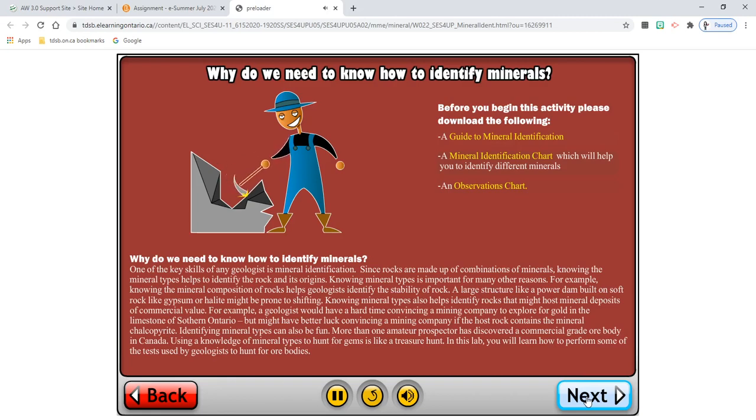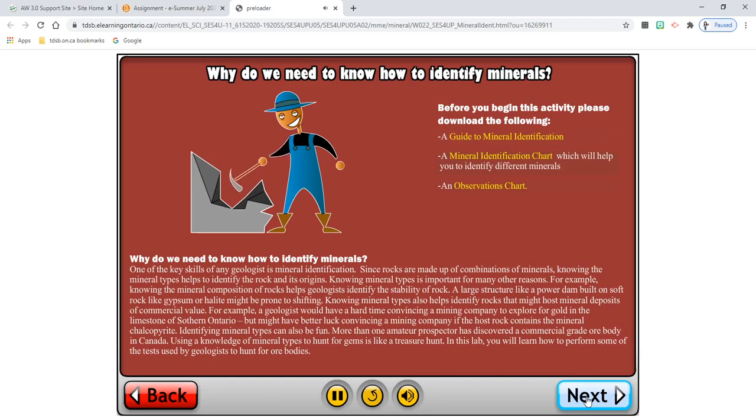One of the key skills of any geologist is mineral identification. Since rocks are made up of combinations of minerals, knowing the mineral types helps to identify the rock and its origins. Knowing mineral types is important for many other reasons. For example, knowing the mineral composition of rocks helps geologists identify the stability of rock.